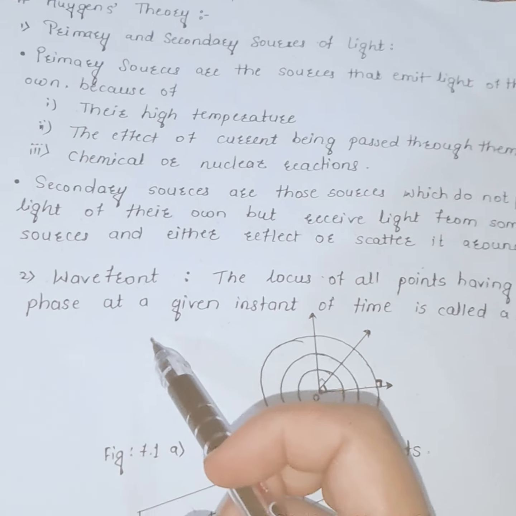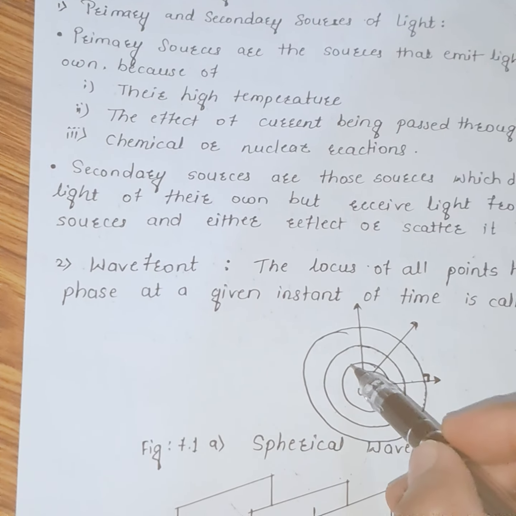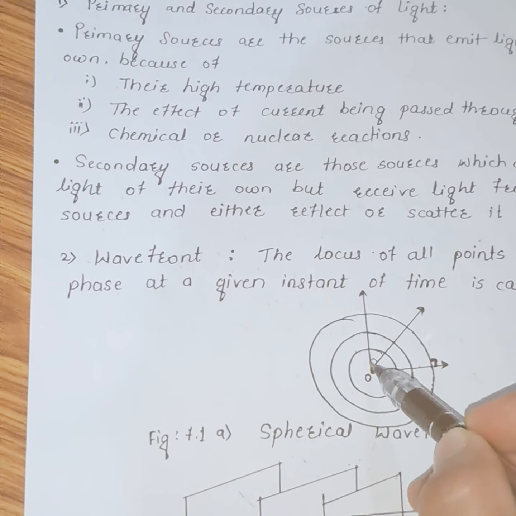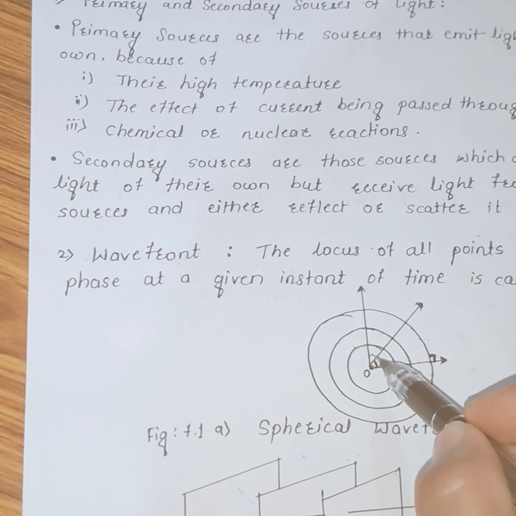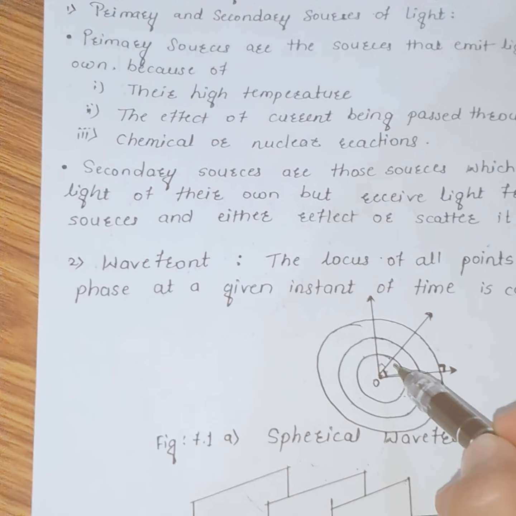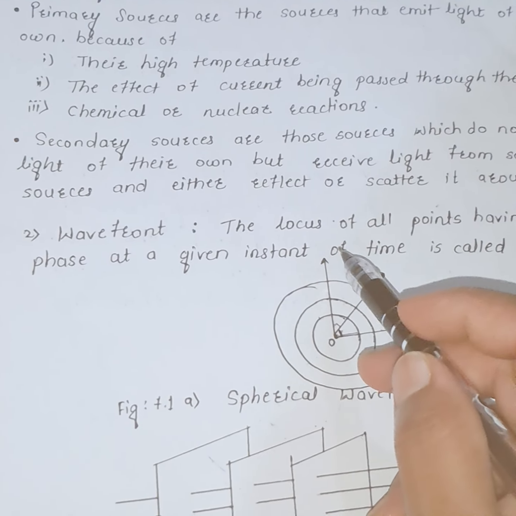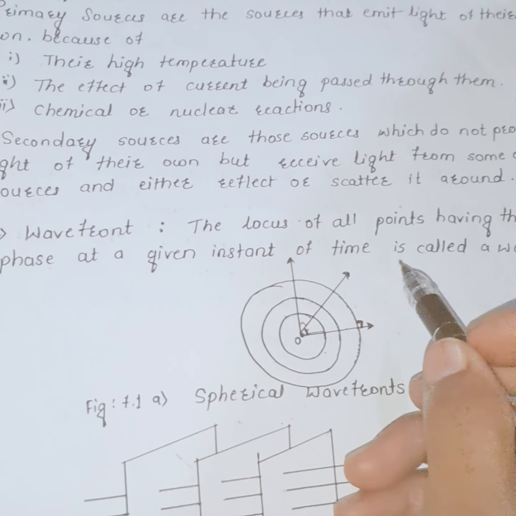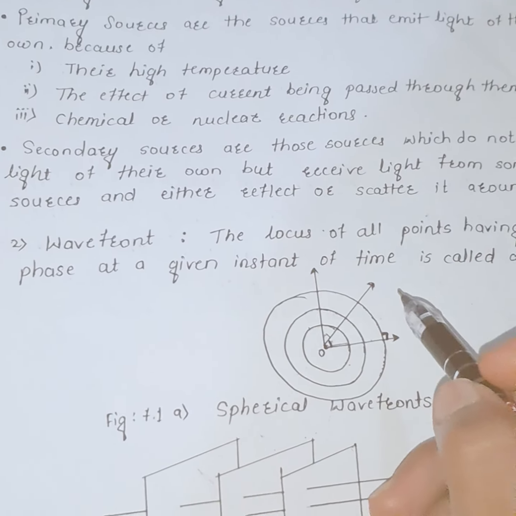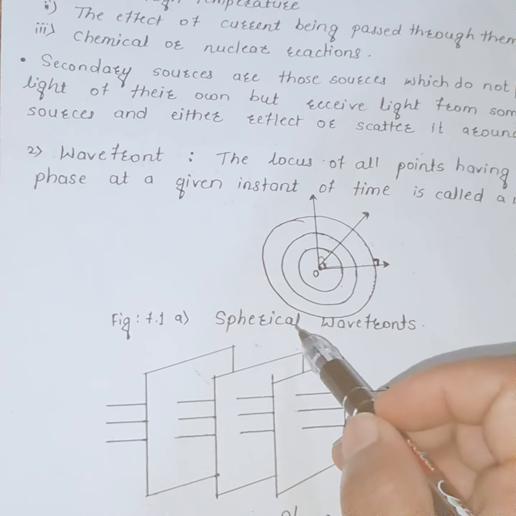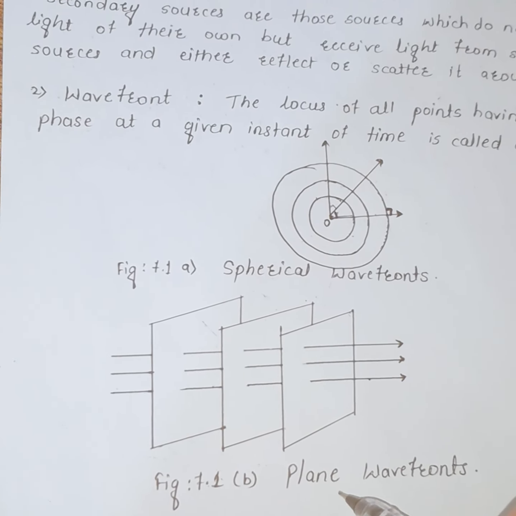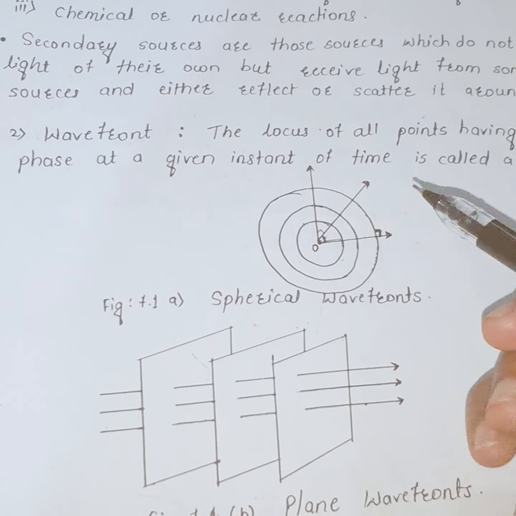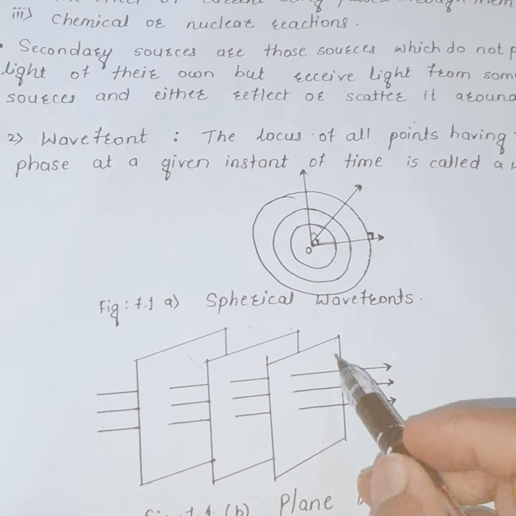Then what is a wavefront? A wavefront is nothing but the locus of all the points having the same phase. Phase means angle, having the same angle. Here is an angle of 90 degrees, here is also 90 degrees. So the locus of all the points having the same phase at a given instant of time is called a wavefront. There are two types of wavefront. First is the spherical wavefront, second is the plane wavefront. Spherical wavefronts are in the form of spheres and plane wavefronts are in the form of planes.